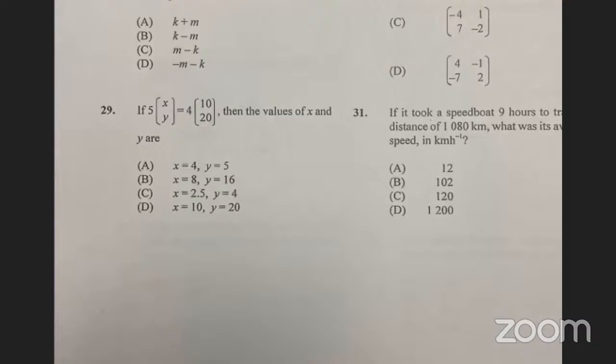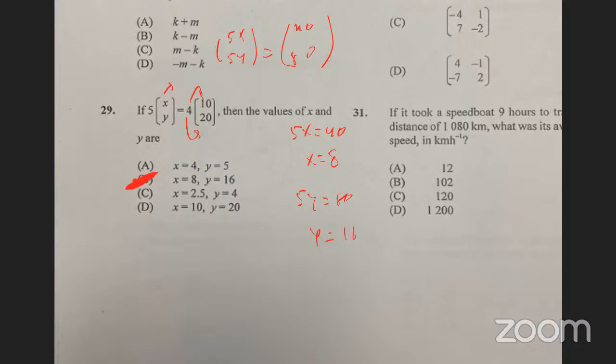So basically, when you multiply them, it's supposed to be equal. So when you multiply this, you'll get 5x, 5y. And that should be equal to when you multiply by 4. So that's 40, 80. So 5x is 40, x is 8. 5y is 80. y is what? 16. So that's B. You have to multiply them before you compare them.